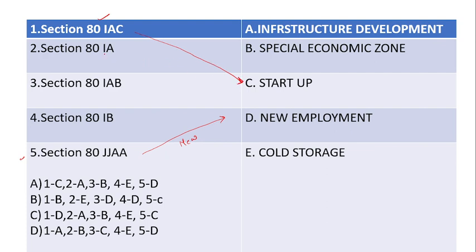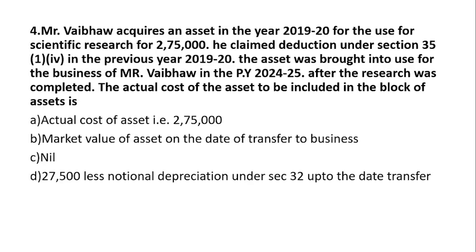Then Section 80IA is for infrastructural development. Then Section 80IAB is for special economic zone, and Section 80IB is for the cold storage. So according to this, option number A is our correct answer. This is the correct answer.